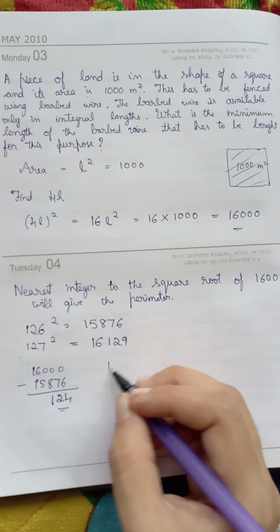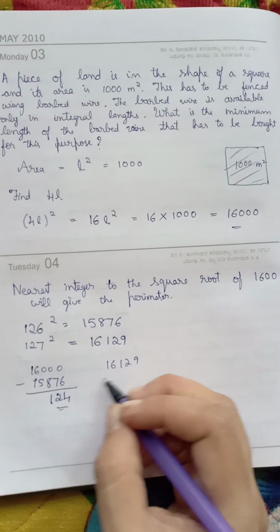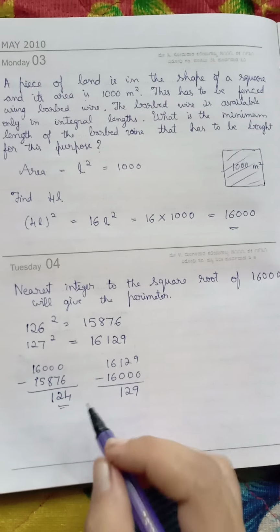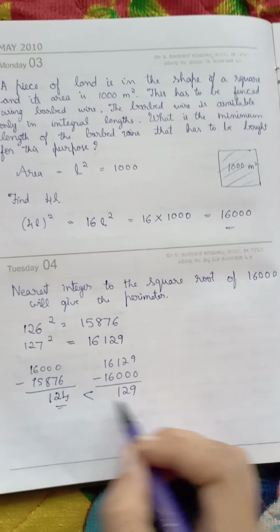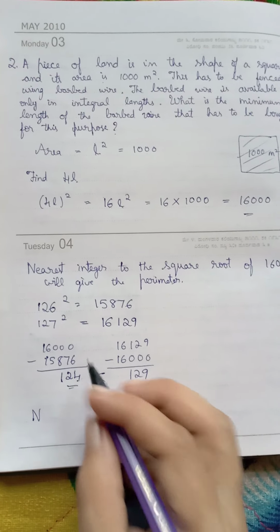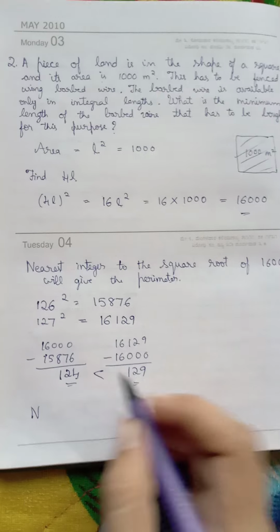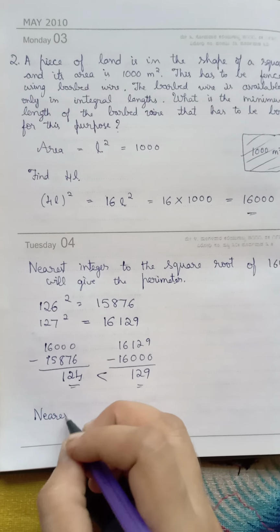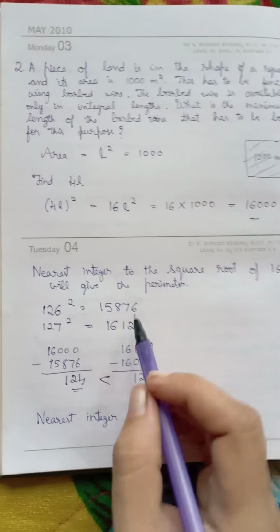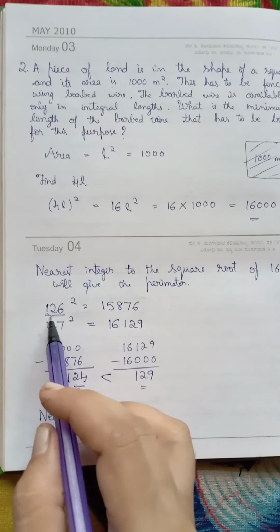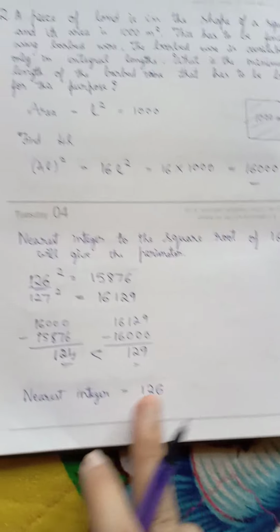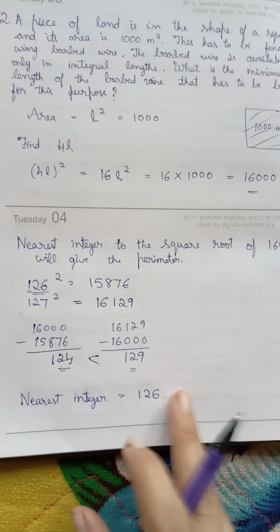And in this case you have 16,129 minus 16,000. So here the difference is 129. Now 124 is less than 129. So the nearest integer is the one where you get the difference less, in 126 square. So the nearest integer is 126. The square root will be 126 point something.